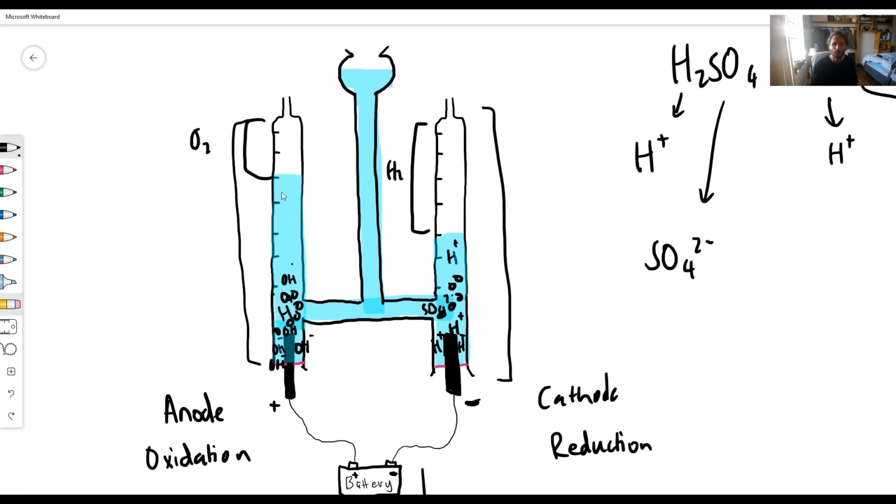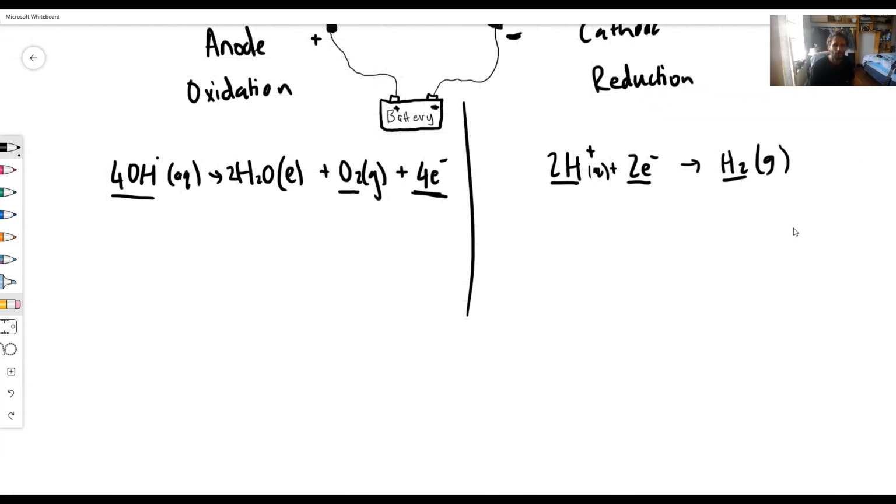And this is from the half reactions. So it's very important to realize why this is. It is because we have to use 4 electrons, 4 OH-, to only produce 1 oxygen molecule, and on this side we only need 2. So you can use the same amount to form twice as much hydrogen gas, and this is what happens in this experiment.